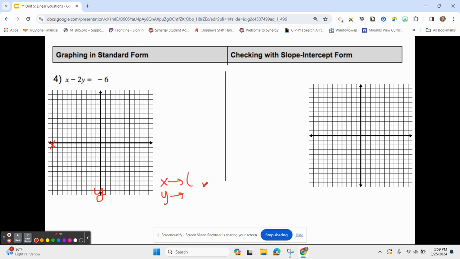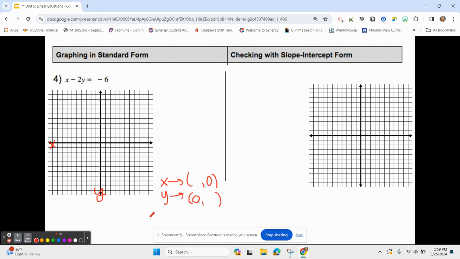Sometimes I like to fill in where I know the zeros go. On the x-intercept, I know my y is 0. And on the y-intercept, I know the x is 0. So I like to get those set up so that when I find my x and y, I can just plug them in right away.